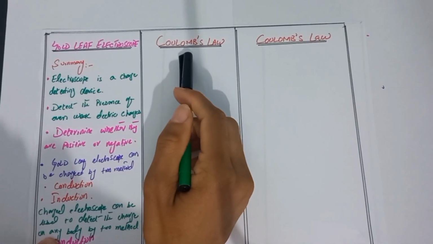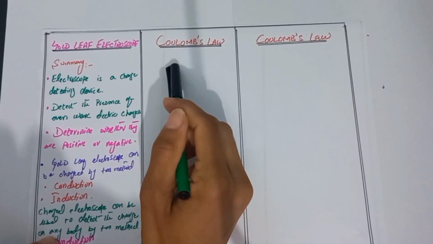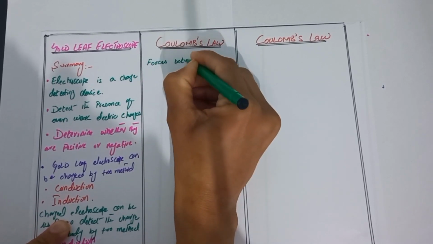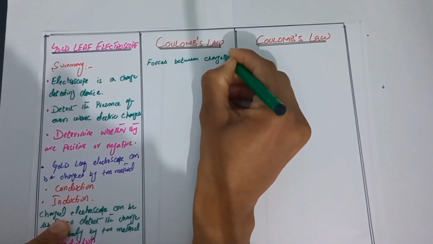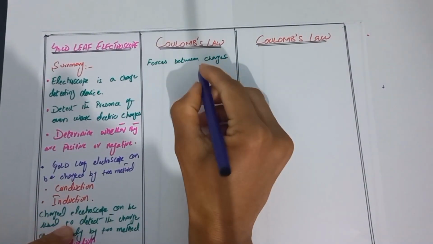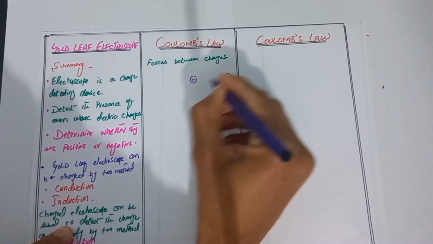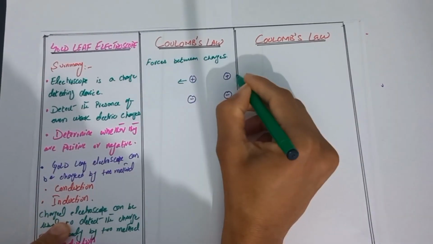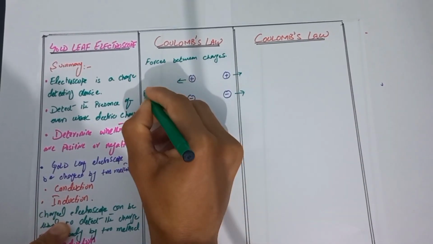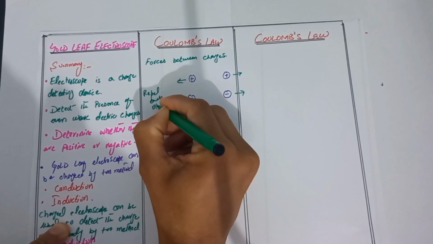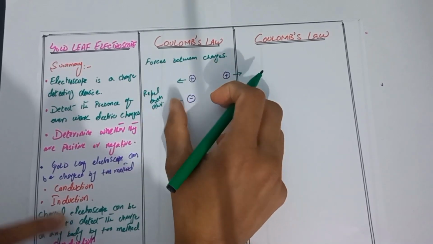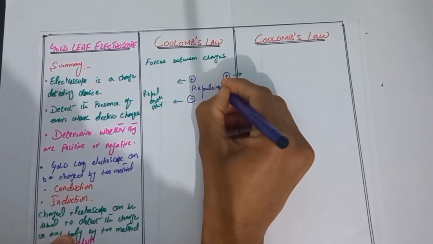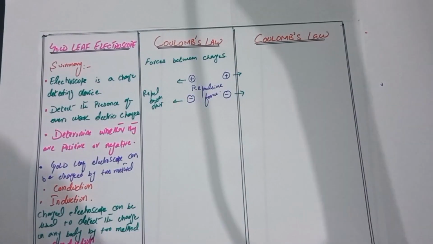Coulomb law. Before discussing Coulomb's law, we discuss the charges and the forces between the charges. We know that two like charges, like plus and plus, or minus and minus, repel each other. What is the force by which they repel each other? That force is called repulsive force.